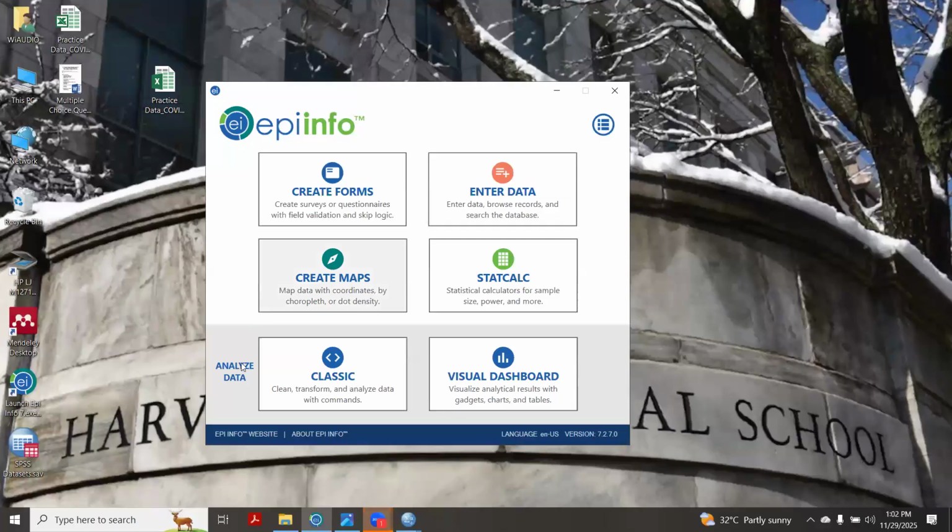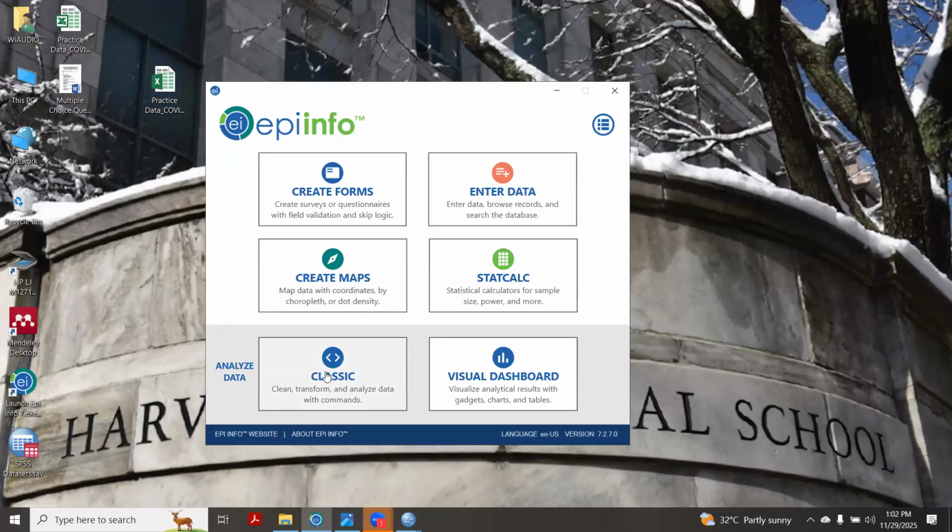Okay, welcome everyone. So yesterday was insightful because we were able to do a lot of stuff, including appreciating what Epi Info can actually do. So we did some basic data analytics using the Epi Info software itself, but we focused on analyzing the data, which is this classic aspect.